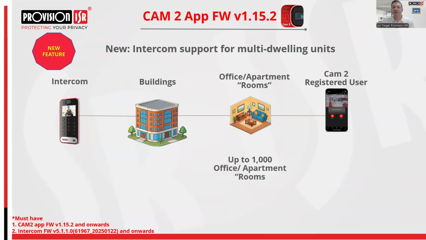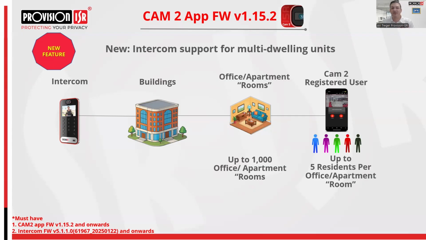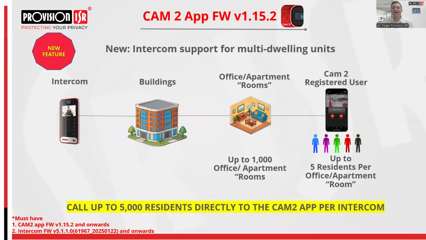Each intercom can call up to 1,000 offices or apartments. But as a quick side note, when we talk about apartments or offices, the app defines them as rooms. And up to 5 residents who have registered Cam2 accounts can be linked to each apartment, office, room, however you want to define it. This means a single intercom can call up to 5,000 residents directly on their Cam2 applications.